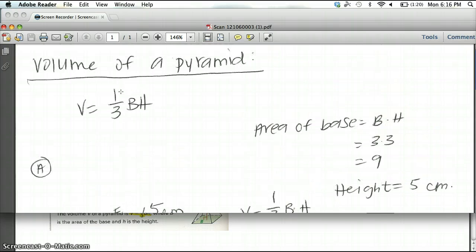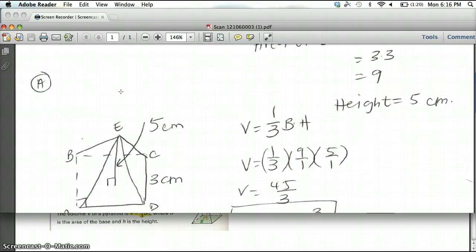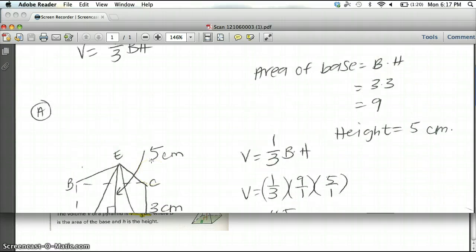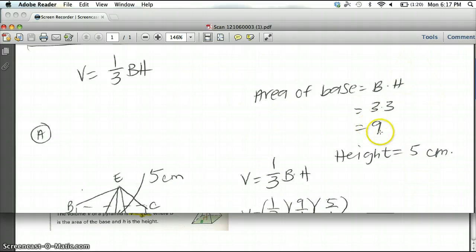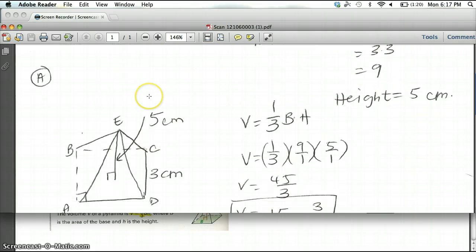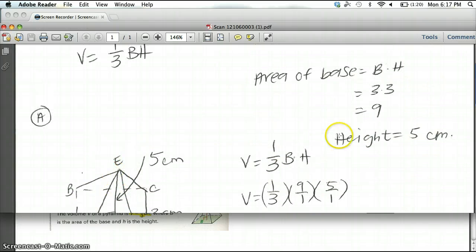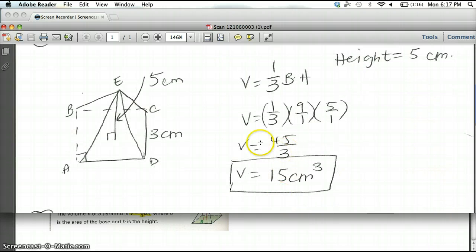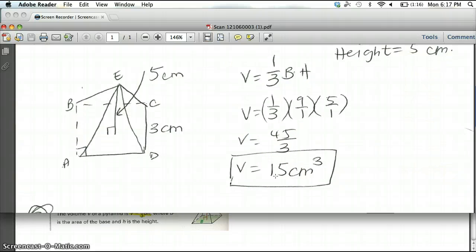So this is our example. This is our pyramid. The area of my base is base times height. The base down here, if you look, we have 3, 3, 3, and 3. It's a square. So my base is base times height, which is 3 times 3, which gives you 9. And then we need the height of my entire figure. The height of my entire figure is 5. So it's 1/3 base times height. My base area is 9, the height of my entire figure is 5, and I also have to multiply that by 1/3. So 9 times 5 is 45 divided by 3. 3 divided into 45 is 15. So the volume of my pyramid is 15 centimeters cubed.